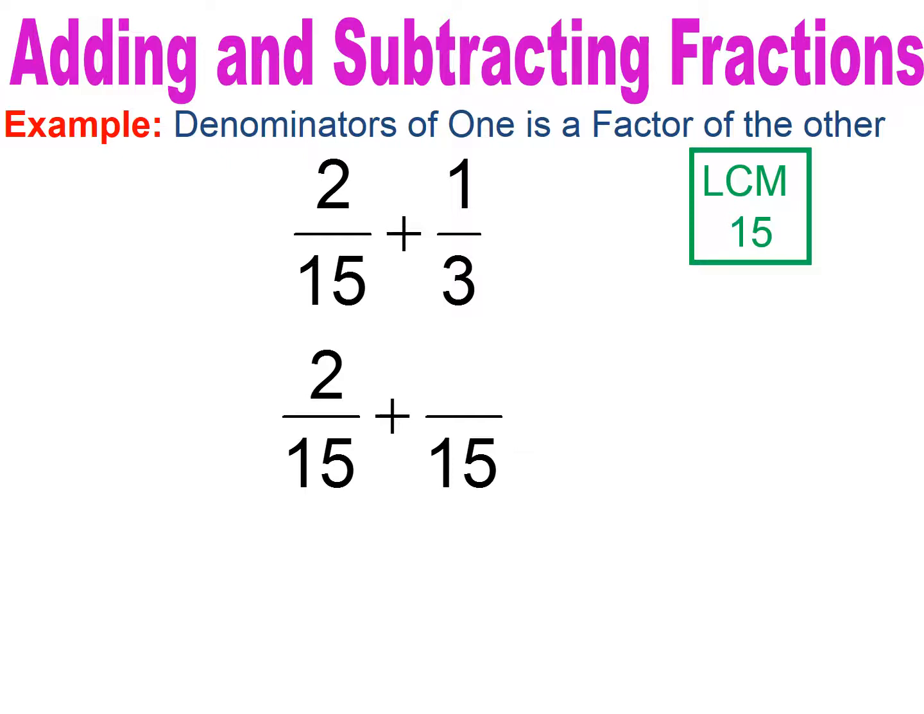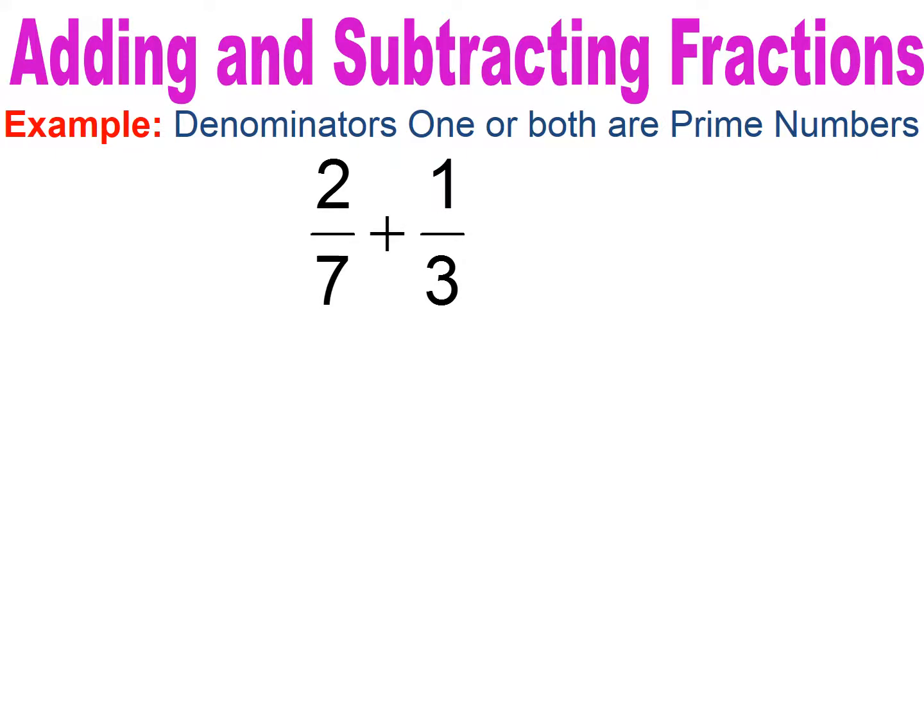The second fraction I need to convert to have a denominator of 15. So I have to multiply 3 by 5 to get 15, and whatever you multiply the denominator by, you need to multiply the numerator by. So I multiply 1 times 5 and I get 5. So now I have the converted fraction, I have like denominators, and all I have to do here now is add the numerators and keep the denominator.